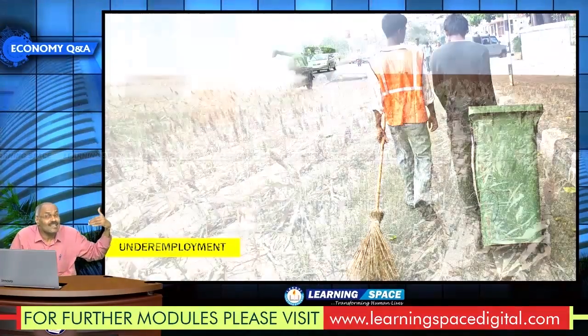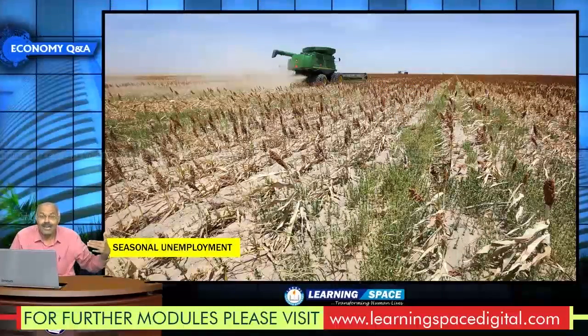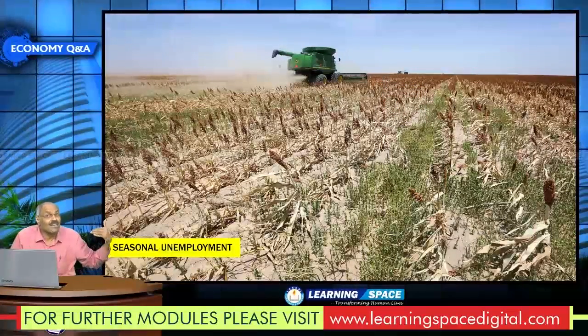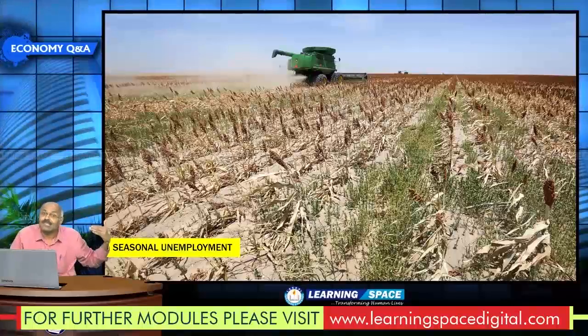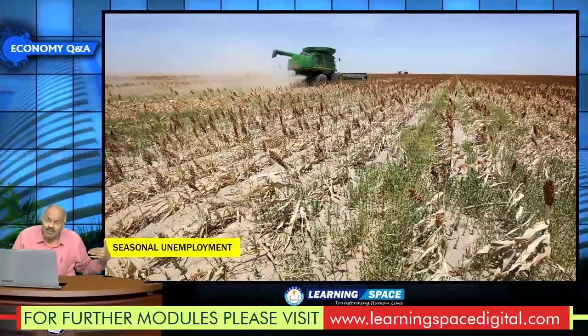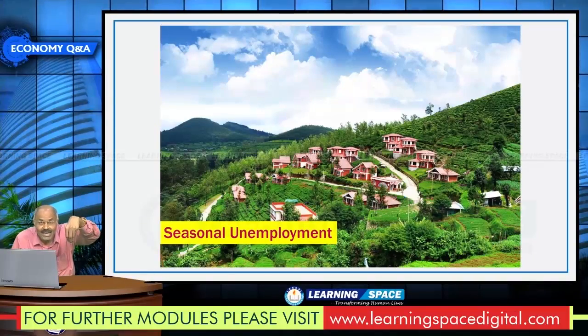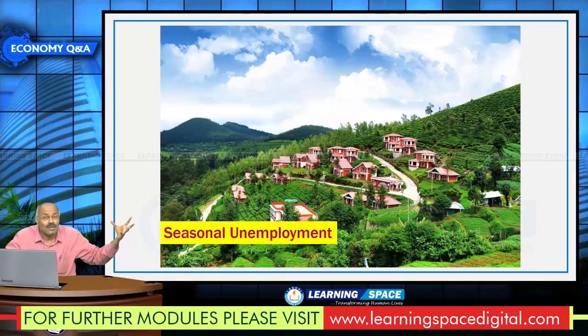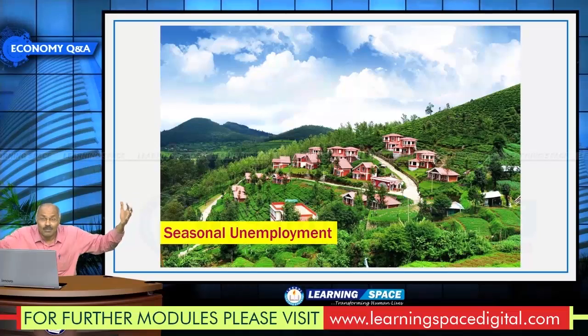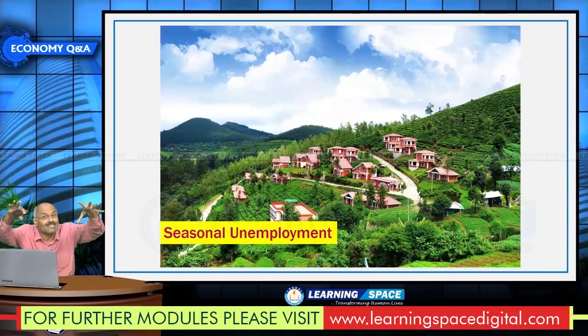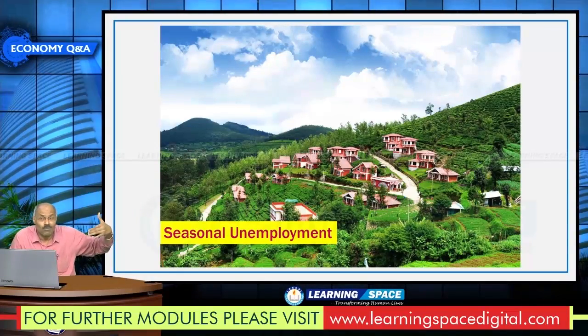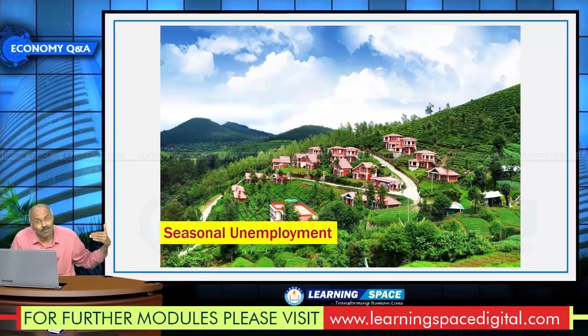If you look at the seasonal unemployment, agriculture is one example because agricultural employment is seasonal in nature. At the same time, please look at Ooty or Kodaikanal. There the employment is seasonal. Nobody will go there in winter season. People will go there only in summer seasons. So that is classic example of seasonal unemployment.